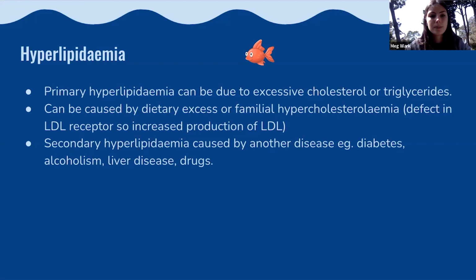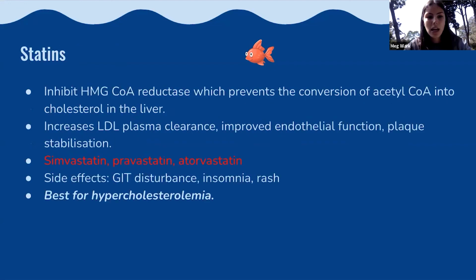First class of drugs used are statins. These inhibit HMG-CoA reductase, which prevents the conversion of acetyl-CoA into cholesterol. So this essentially means that you're producing less cholesterol. It increases the LDL plasma clearance, improves the endothelial function, and stabilizes plaque. So this is really good for atherosclerosis.